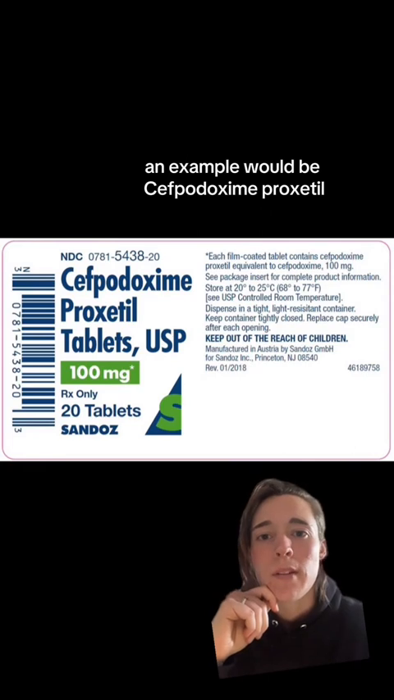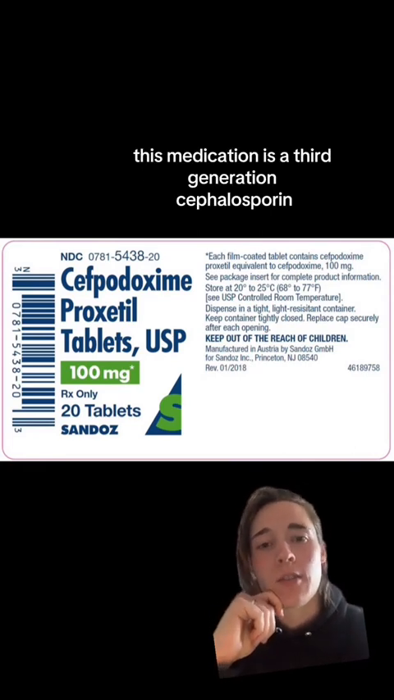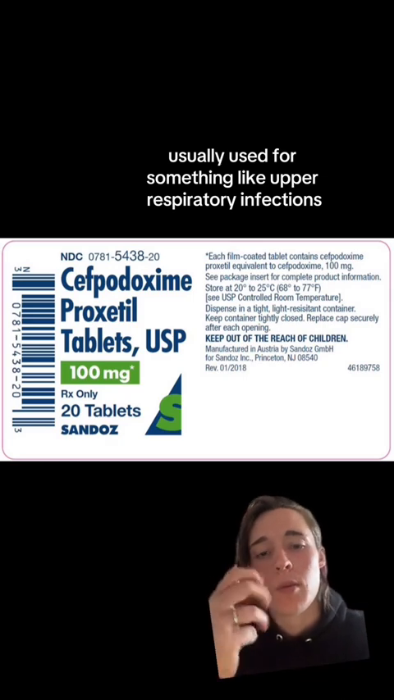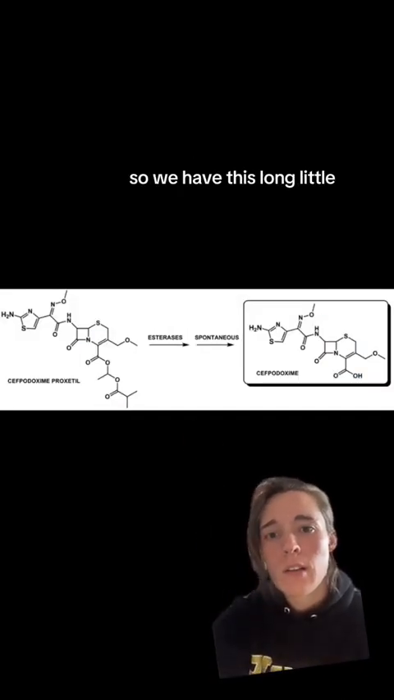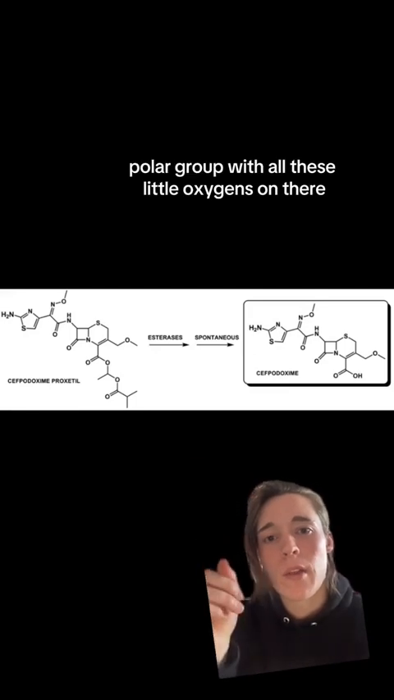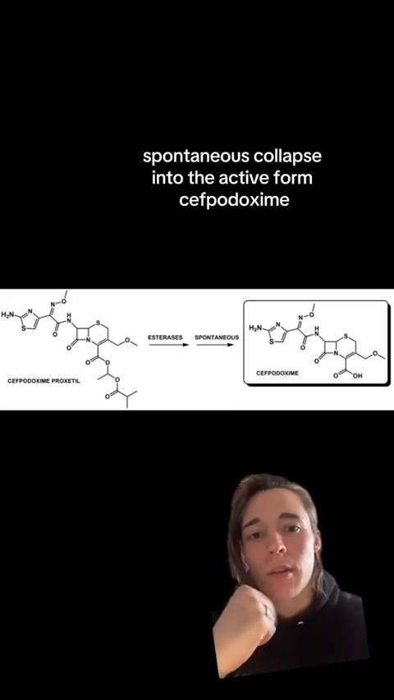An example would be cefpodoxime proxetil. This medication is a third-generation cephalosporin. It's usually used for something like upper respiratory infections. To do this, we add polarity to the group, so we have this long little polar group with all these little oxygens on there. It's absorbed, it's cleaved by esterases, and then undergoes spontaneous collapse into the active form cefpodoxime.